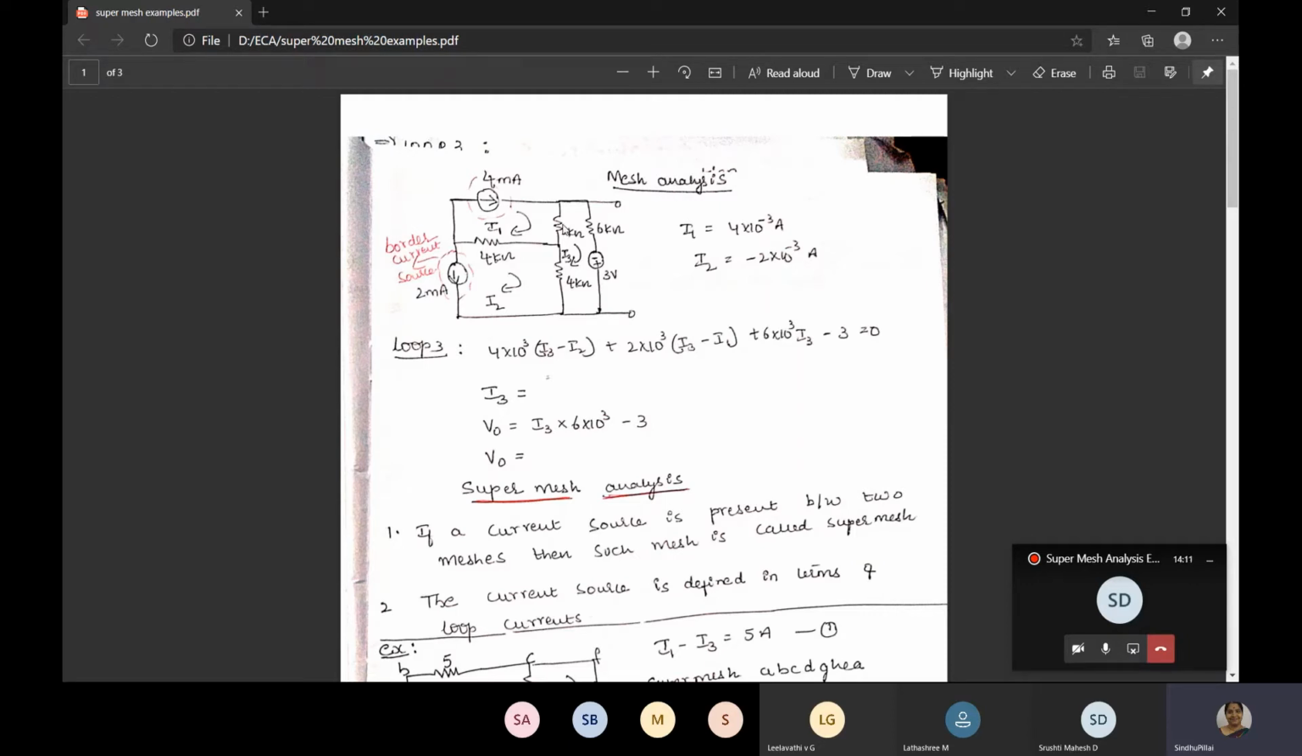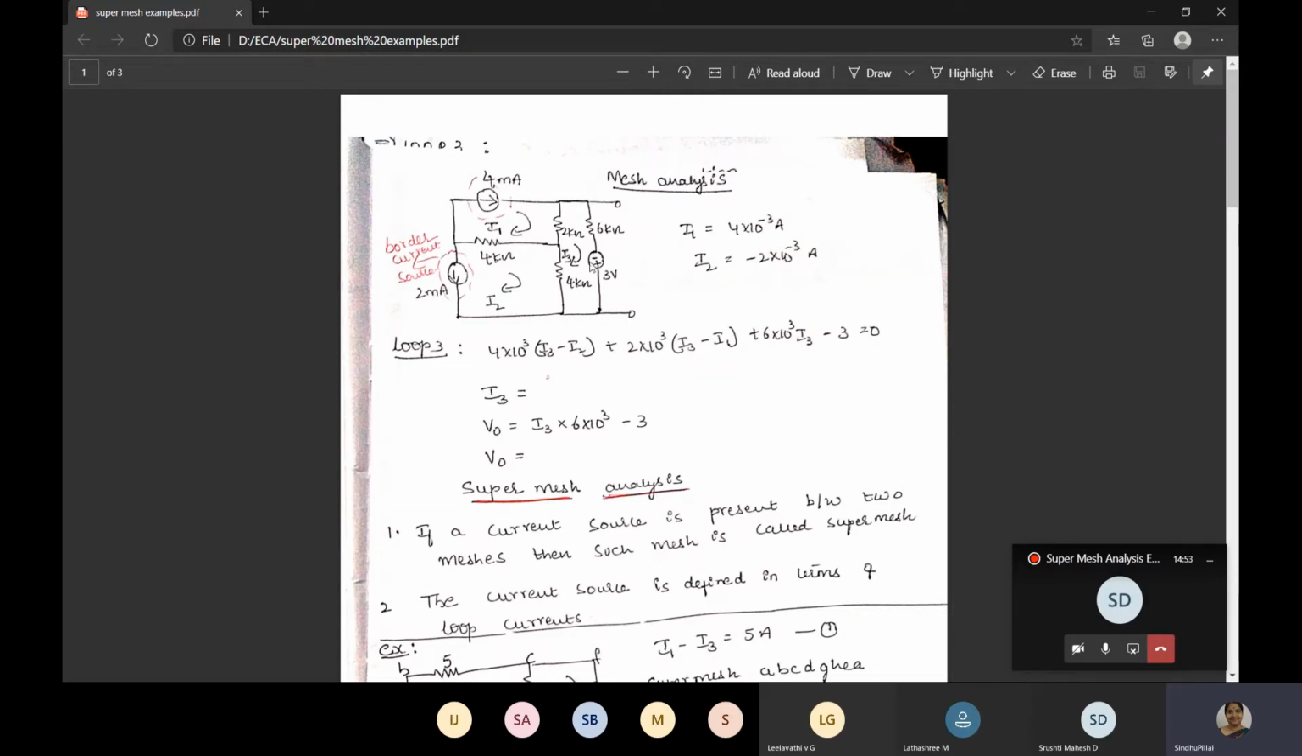For the 2 kilo ohm resistor, the 2 currents are I3 and I1. Next we have the 6 kilo ohm resistor, that is 6 into 10 power 3 times I3. It has only one current, I3, and we have a voltage source here. Write that voltage source directly. Since the current is entering the negative polarity, you write it as minus 3 and equate it to 0. To simplify, substitute I1 as 4 milliamps and I2 as minus 2 milliamps in this equation, and you will get the value of I3.